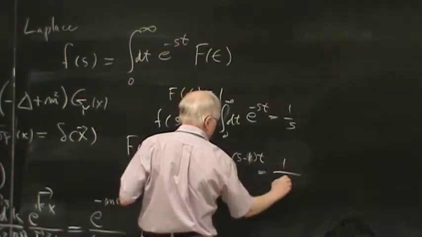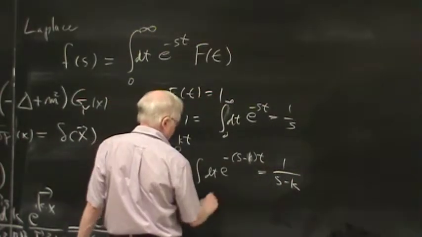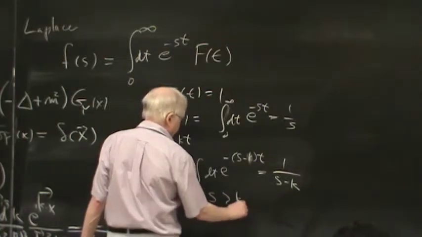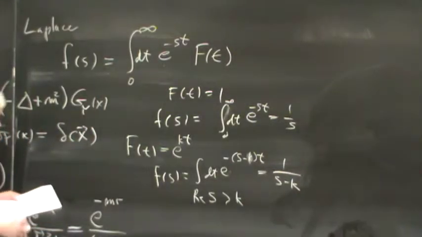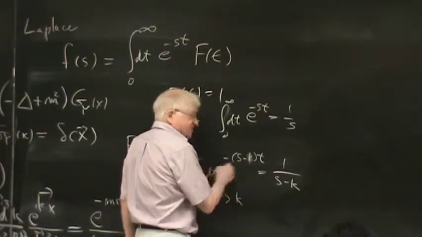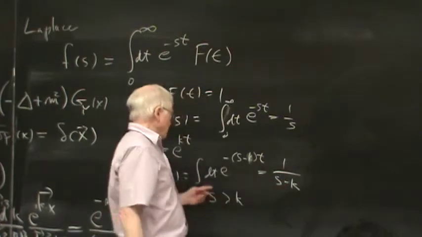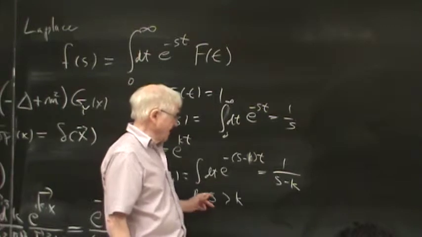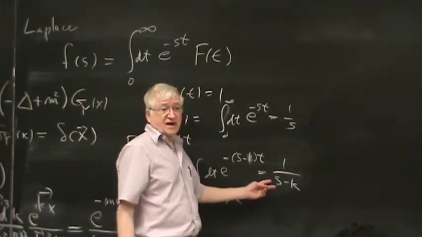And this is 1 over s minus k. So this works as long as the real part of s is greater than k. So this is a damped exponential. Let me just mention, and of course once you've done this integral, you can say, well, in some sense, in other words, this Laplace transform, which is only defined for real s greater than k, gives us something that is defined for all s.